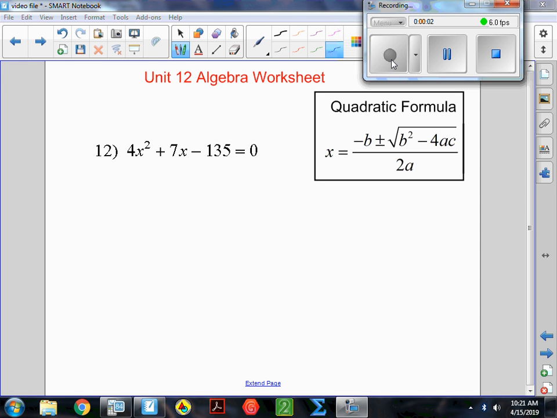Coming to number 12. I don't know what I just said. Number 12, that's better. On the algebra worksheet, it's 4x squared plus 7x minus 135 equals 0.